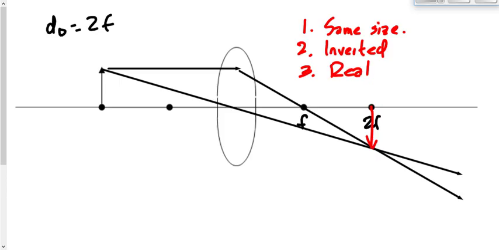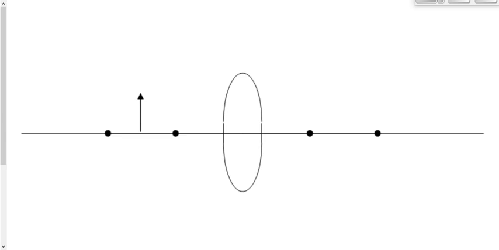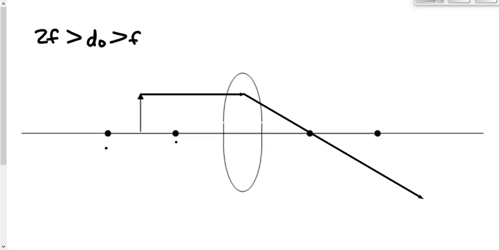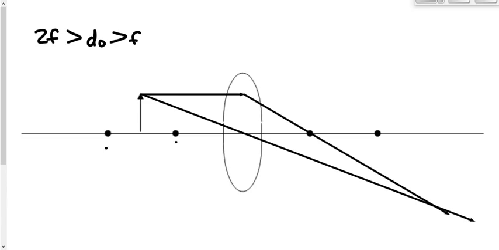What about the next one? This time we're going to say our object distance is greater than F, but it's smaller than 2F. It's in between F and 2F. And we're going to have millions of rays of light reflecting off of this object, but we're going to pick two, the same two as we've been picking so far. First ray, top of the guy's shiny bald head, down through the focal point. Second ray, down from the top of the shiny bald head, through the optical center. And they're going to converge down here somewhere.